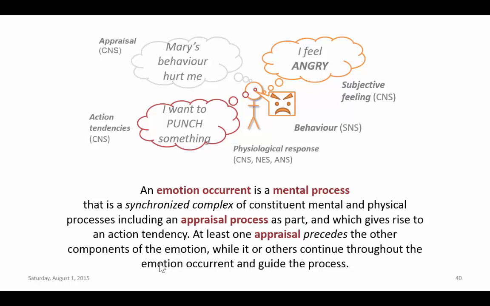Mary does something to him, and I'm assuming it's a he, and he has the thought, Mary's behavior hurt me. And this is an appraisal, which takes place in the central nervous system. And this appraisal gives rise to the emotion of feeling angry. And this gives rise to an action tendency, I want to punch something. And I'll explain what action tendencies are in a minute. And that, in turn, is realized in behavior.